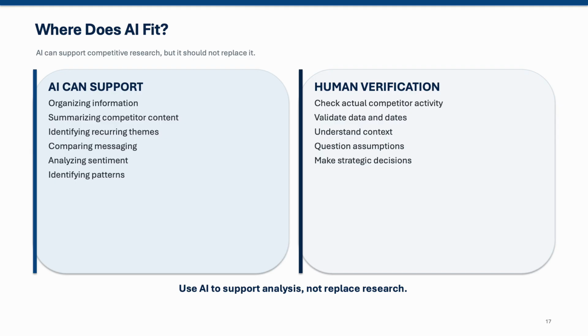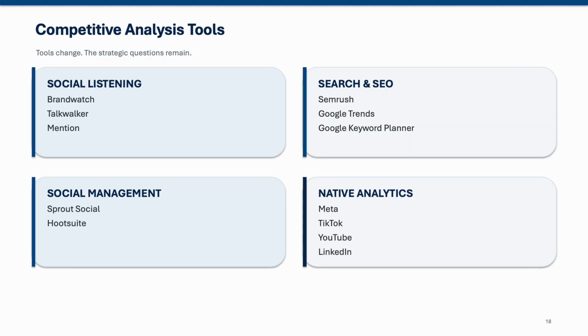But competitive intelligence generated by AI still needs to be verified. If you ask an AI tool to identify your competitors and simply accept the list it provides, you haven't actually completed a competitive analysis. You still need to visit those platforms, examine the content, check the data, and understand the context. So, just as we discussed with the audience research, use AI to support your analysis, not replace your research or strategic judgment.